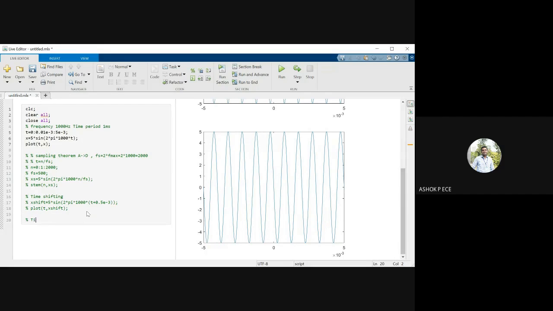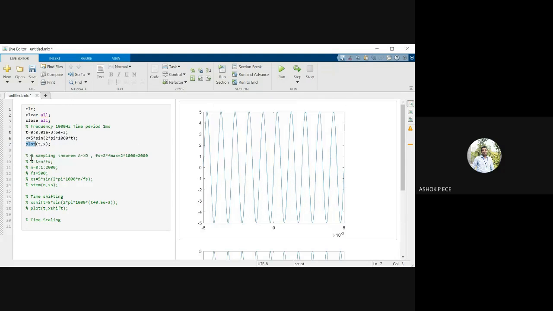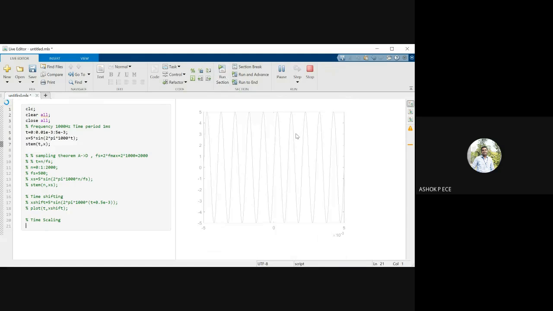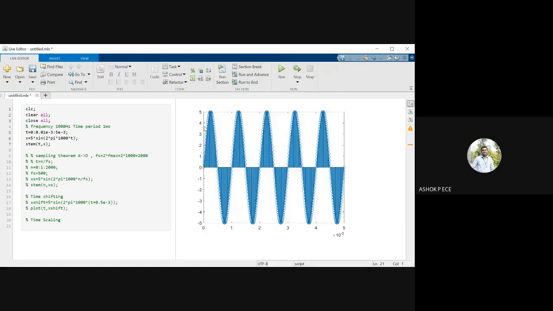Time scaling means, if you want the signal to be in discrete time, we'll have it as stem everywhere, so that will be relevant to our topic. So we will see stem everywhere. Only thing, if you do it in discrete, visualization will be somewhat difficult, but it's okay, that's fine.